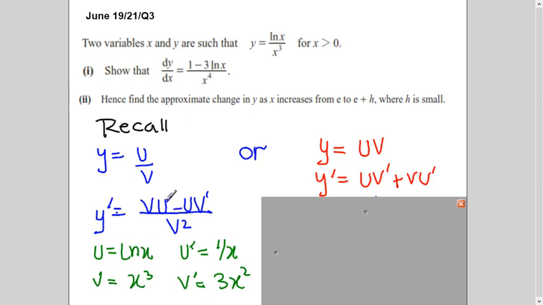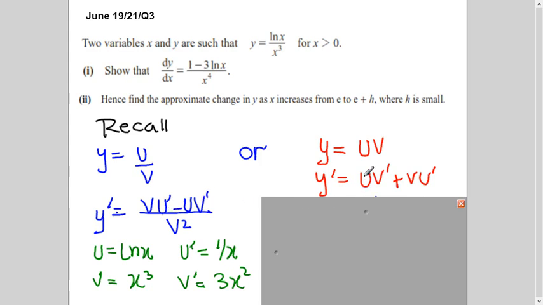Because in the formula I have to substitute u prime, which is the differentiation of u, and v prime, which is the differentiation of v. If I differentiate u with respect to x, it will be 1 over x. And if I differentiate v with respect to x, it will be 3x squared. After that, it will be simple. I can plug in all this here, and I will show you on the next slide.